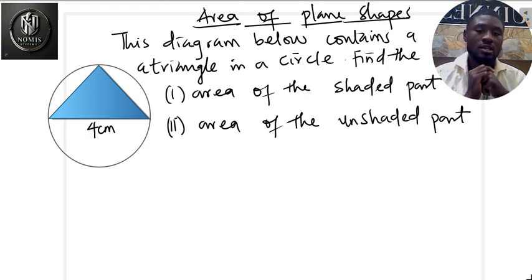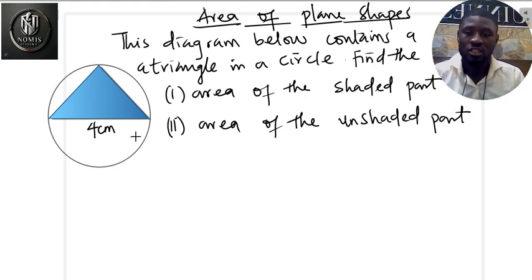Now the question says, find the area of the shaded part. So the shaded part is the triangle part, while the unshaded part is the remaining part that is not covered by the triangle. That is, the triangle did not cover that part. So the other part is the unshaded part, while the shaded part is the part covered by the triangle.